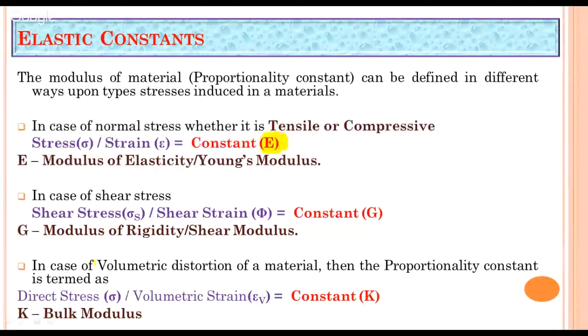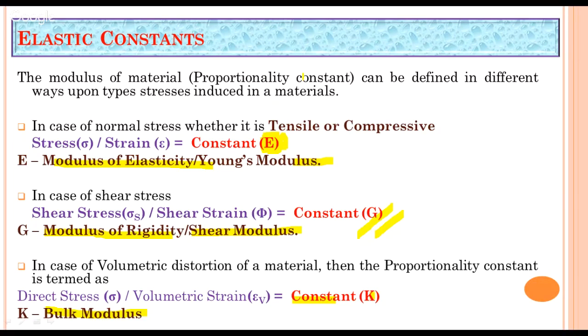In case of shear stresses, the ratio of shear stress to corresponding shear strain is equal to a constant value. That constant is termed modulus of rigidity or shear modulus, denoted by the letter G, or sometimes C. In case of volumetric distortion due to the action of direct stresses on the members, the ratio of direct stress to the corresponding volumetric strain is a constant termed the bulk modulus. These three, Young's modulus, shear modulus and bulk modulus, form the three elastic constants of a material. This helps in understanding the elastic behavior of materials under loading.